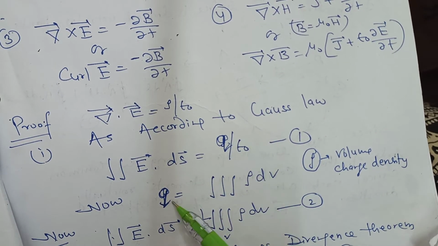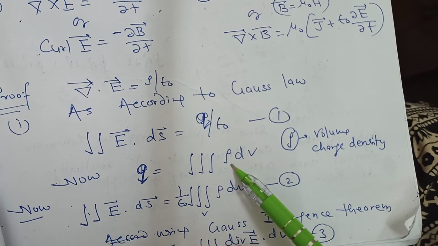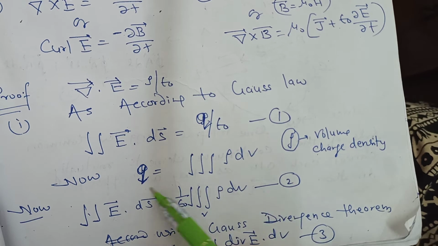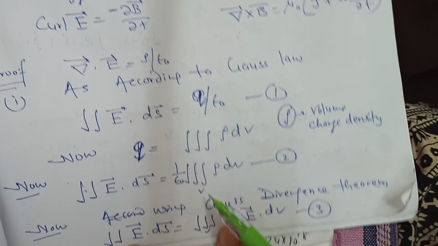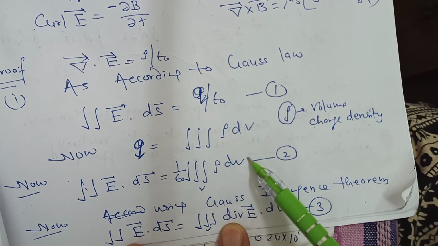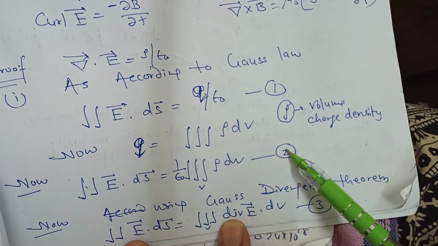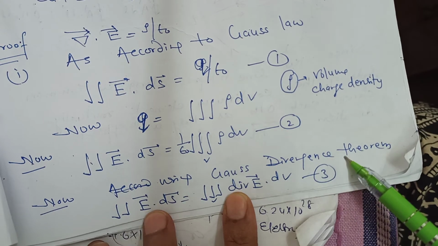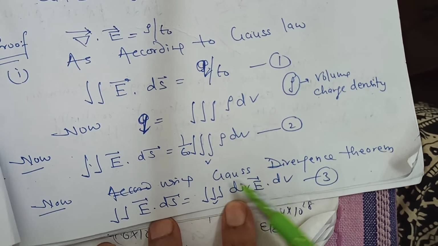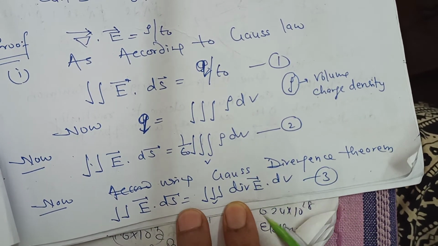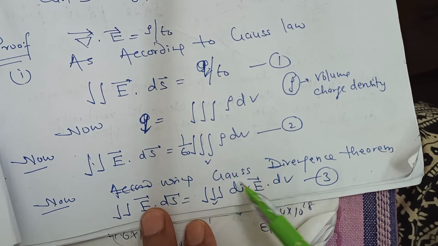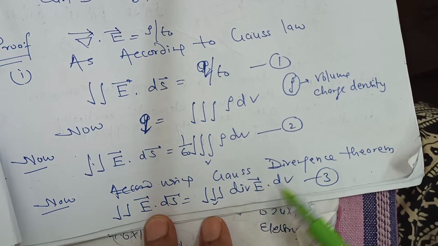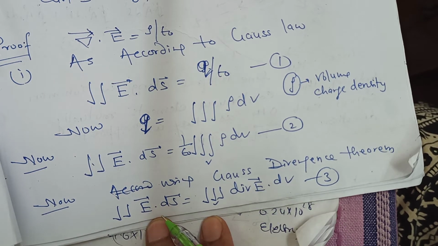Now what is q? Total charge. If rho is the volume charge density, that is charge per unit volume, then the total charge can be written as the triple integral of rho dV. So in place of q, if we put the triple integral of rho dV, we will get the second equation. Now from the Gauss divergence theorem. What is the Gauss divergence theorem? According to the Gauss divergence theorem, the volume integral of the divergence of any vector is equal to the surface integral of that vector.